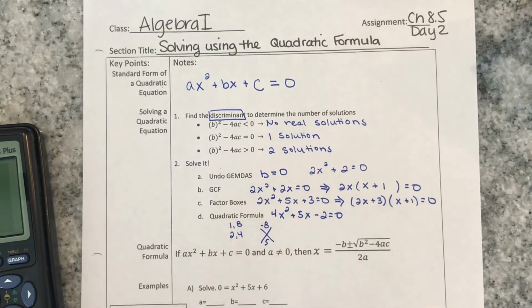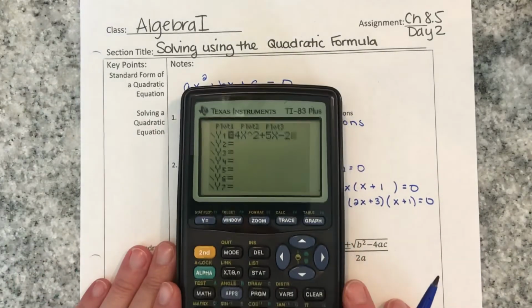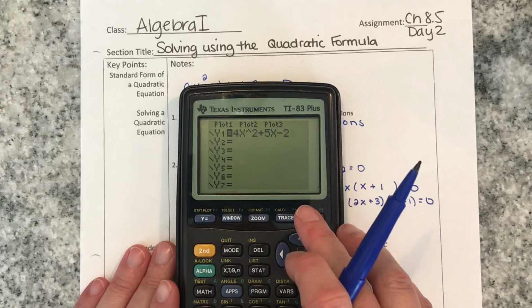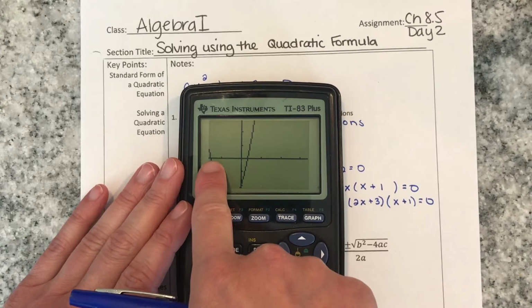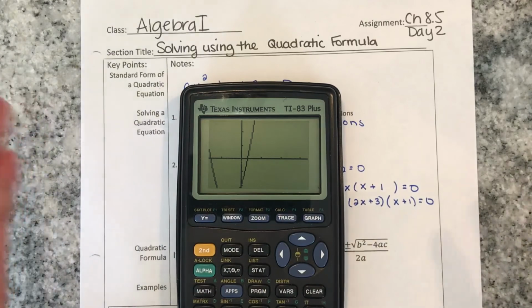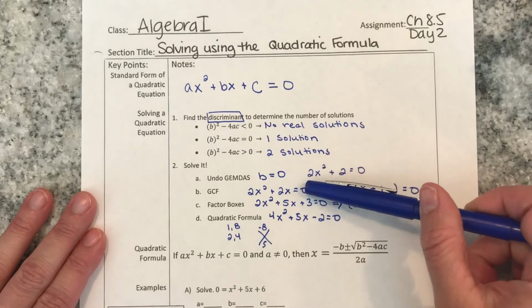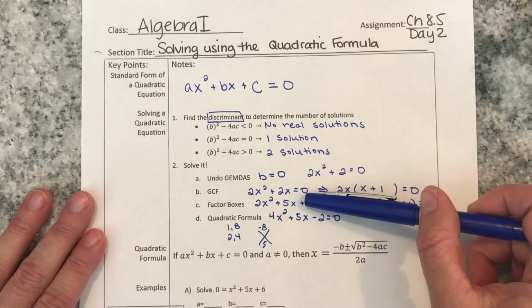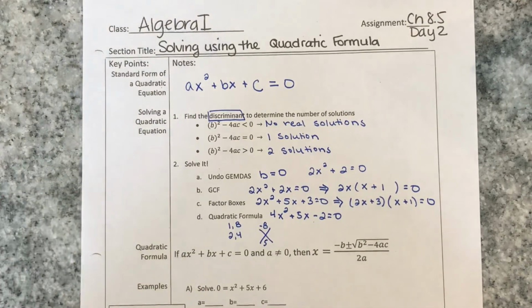So if you had already found your discriminant, you would know that you have 2 solutions. But maybe you're like, well, prove it. So you graph it. If I type in the equation and I graph it, well, my window's not in a normal position, but you can see that I have one solution there and I have another solution there. So it clearly has two solutions. It's just I'm not able to solve it by undoing the order of operations or pulling out a GCF or doing a factor box. So this is where something called the quadratic formula would come in.